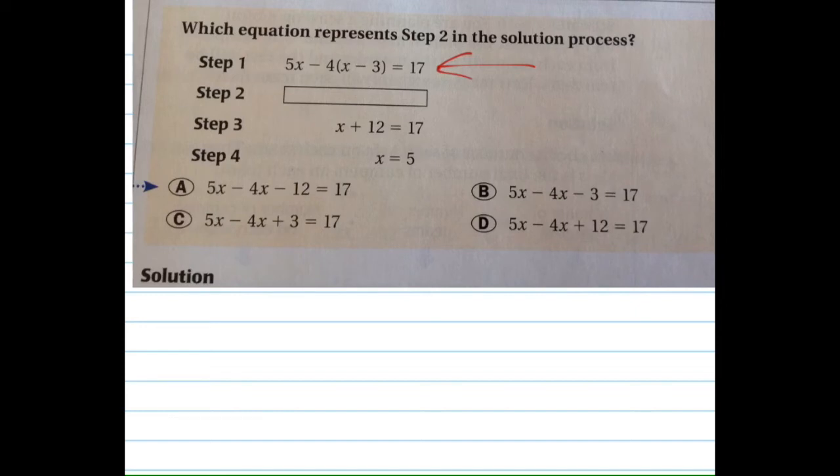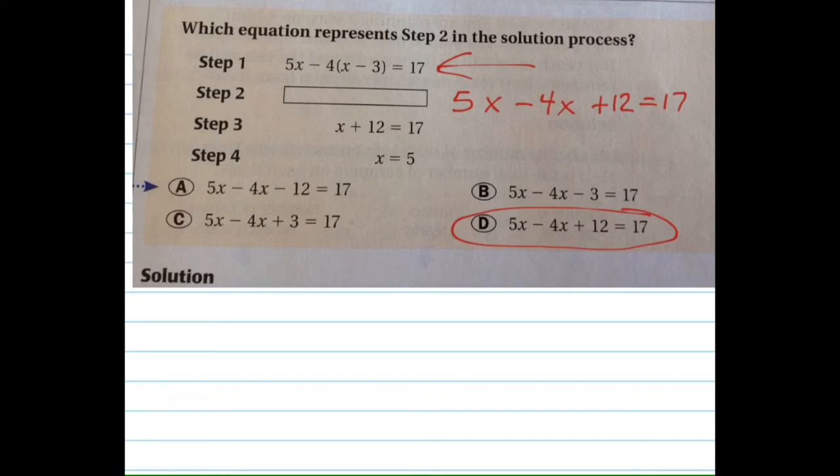Emily? The distributive property. So if we did the distributive property, what's negative 4 times x minus 3? Negative 4x. And then negative 4 times negative 3 is? Negative 4 times negative 3 is positive 12. So that should equal 17. So which of those choices is correct? D. Okay. D is the correct next step. And so the step after that, they combined their like terms, and then they subtracted 12 from both sides.